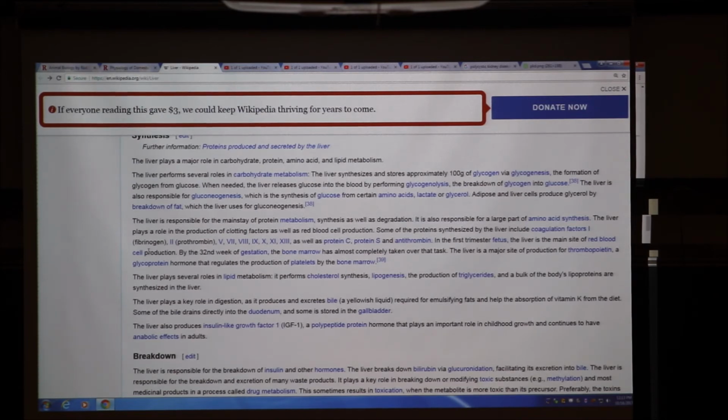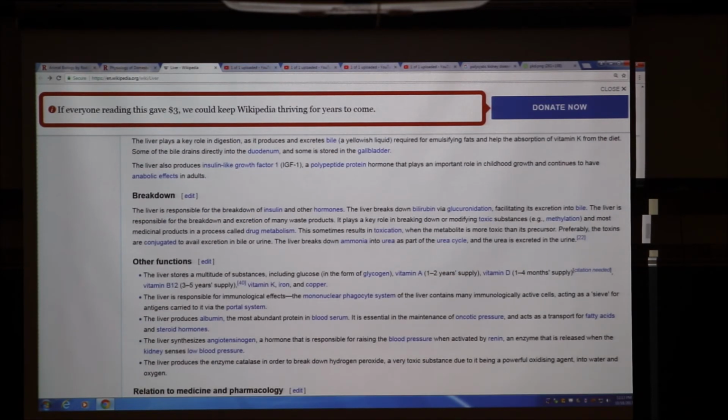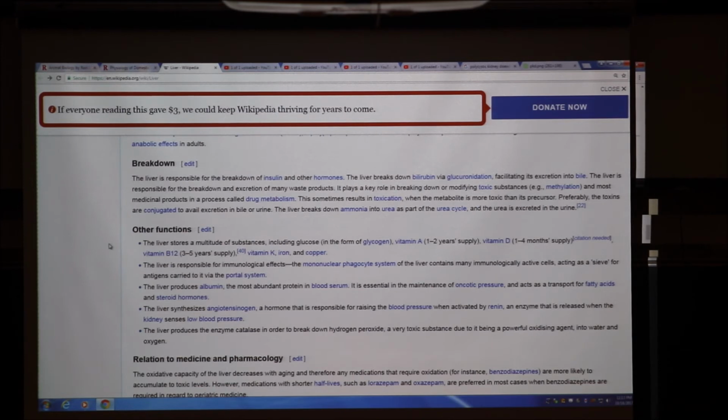Then the liver is responsible for the breakdown of a lot of drugs that are given to animals and people, and hormones and stuff. And here's a bugaboo.